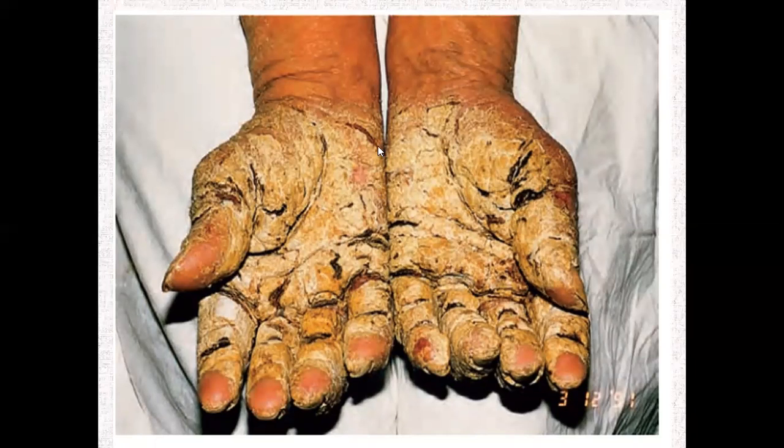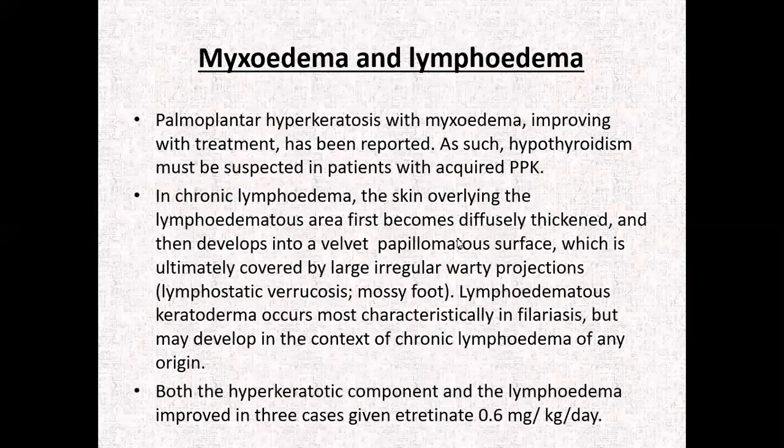Then crusted scabies is characterized by thick and hyperkeratotic lesions with thick crust on palmar and plantar aspects. If you see the nails, this type of crusting is also seen beneath the nails. So these are the characteristic findings in cases of crusted scabies. Then myxedema and lymphedema. Palmoplantar hyperkeratosis is seen in myxedema. If we treat the hypothyroidism, the palmoplantar keratoderma improves.